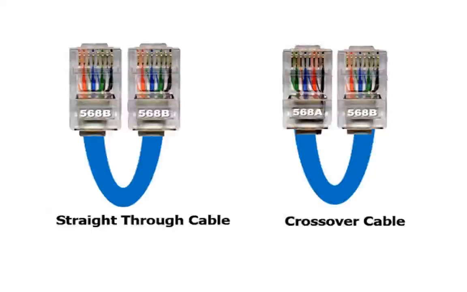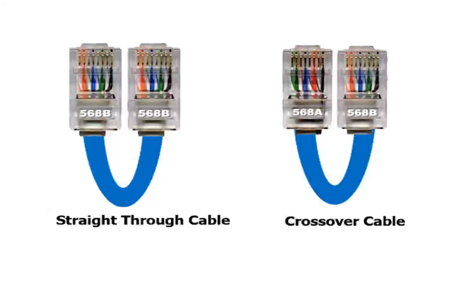So one more advantage is that crossover cable doesn't require any third device or sharing device. In the same way, it is restricted to connect only two machines. For example, you can connect two PCs using this cable alone. But straight through cable needs a special or centralized device like a hub or switch, right?